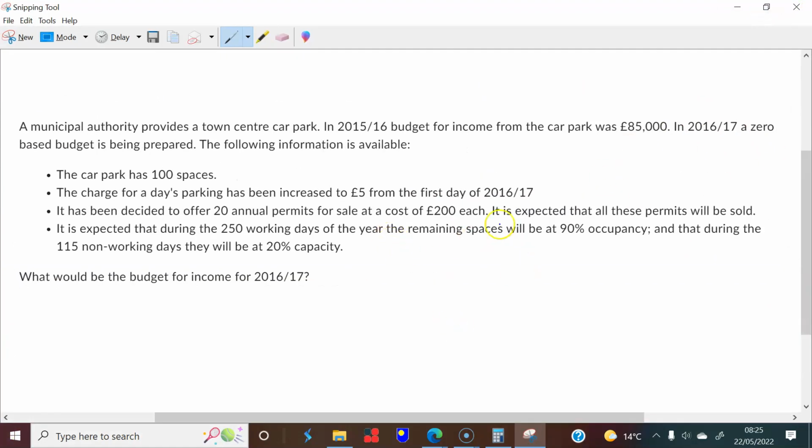So what do we have? We're doing a zero-based budget, right? So we're ignoring this. It's not incremental, so we're not doing anything based on last year. Purely based on setting up this budget from scratch, it says we have 100 spaces, but 20 of those spaces are going to go on annual permits.